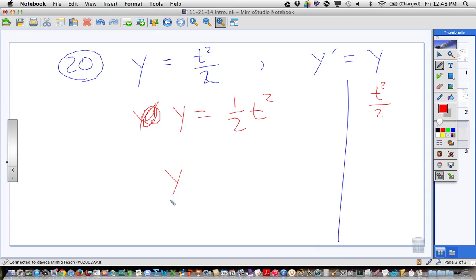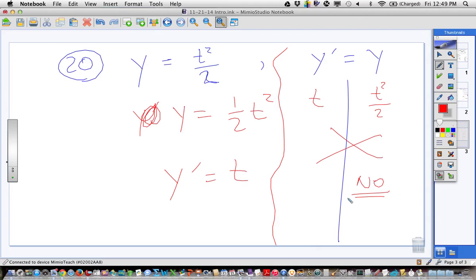So now when we do the derivative here, we bring the 2 down in front. That makes 1. T to the first. It's just that. So we come over here, and in place of y prime, we put t. We can tell those two are not the same. So this is not a solution.